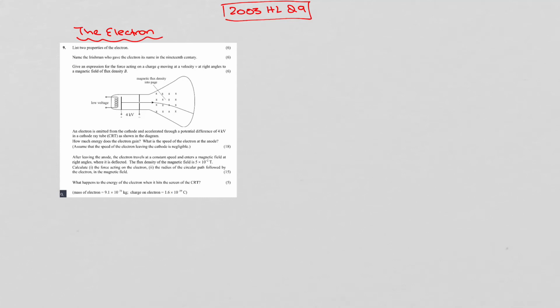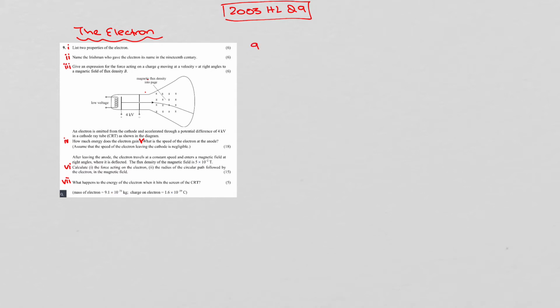2003 higher level question 9, the electron. So in the first part of the question, I'm going to mark 1, 2, 3, 4, and 5, 6, and 7. So that at least we know each part of the question that we're referring to.